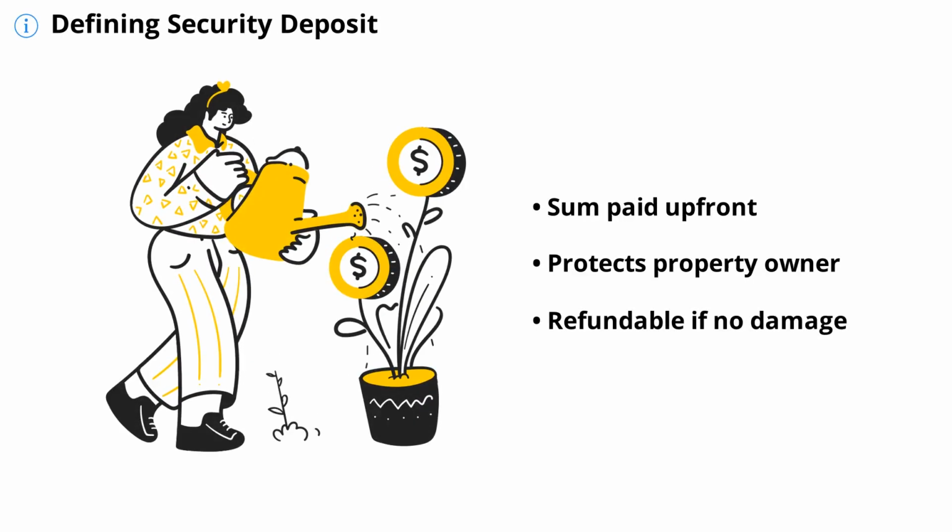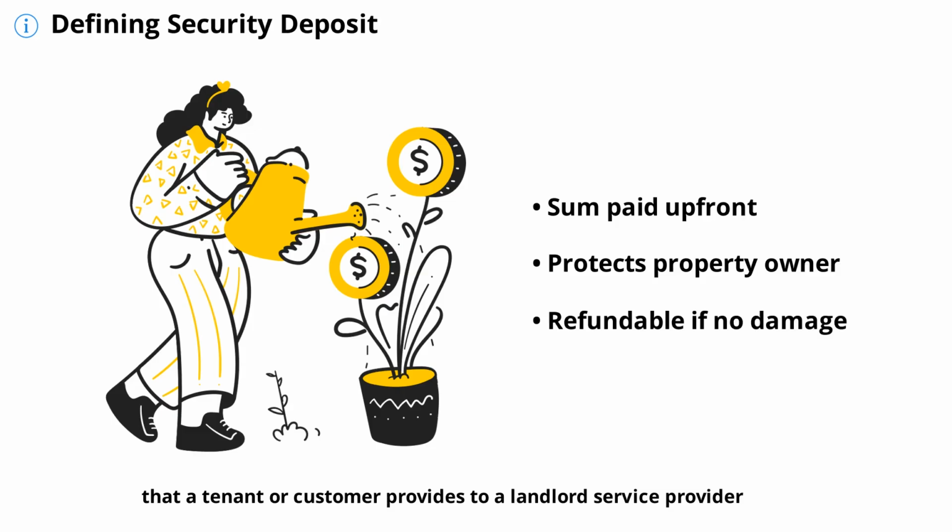A security deposit is a sum of money that a tenant or customer provides to a landlord, service provider, or business before using a property or service. This money acts as a form of protection for the owner, ensuring that if there's any damage, unpaid bills, or breaches of agreement, funds are available to cover those costs. Security deposits are common in rental agreements, but you'll also find them in other industries, like utilities or equipment rental. The deposit is usually refundable, provided all terms are met and no damages occur.